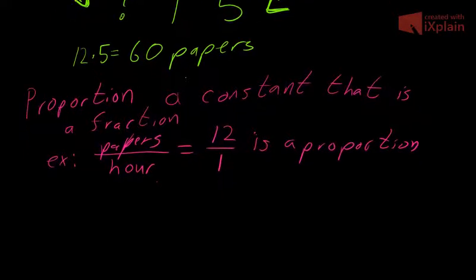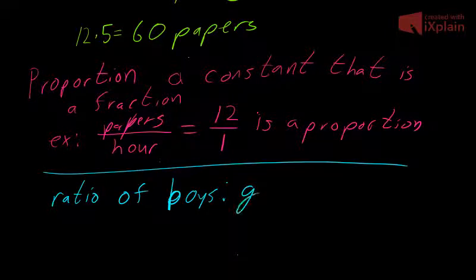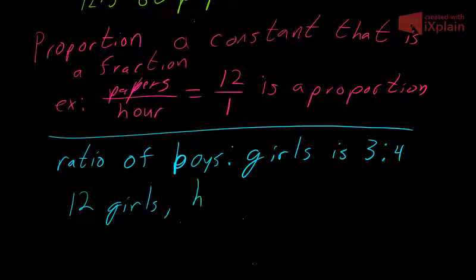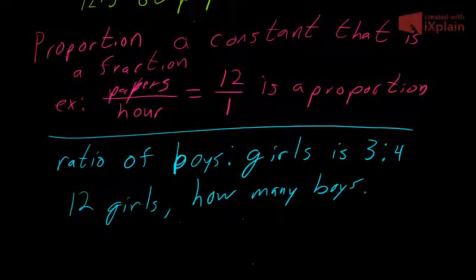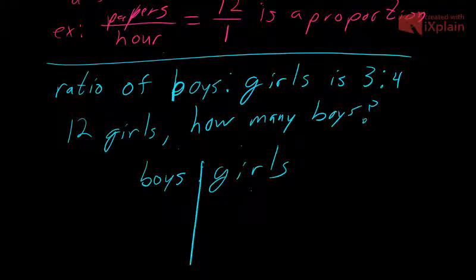So I want to ask a different question, which is going to be the ratio of boys to girls. Boys starts with a B. Boys to girls is 3 to 4. And I'm also going to say there are 12 girls. So how many boys? And again, I'm going to set up my box. That's going to be boys, which has an O in it, boys to girls, and set up a box right there.